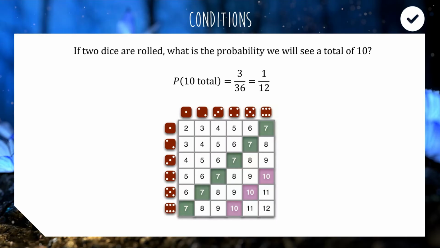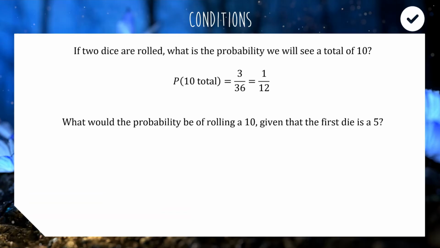What about if we were asking, what would the probability be of rolling a 10 given that the first die is a 5? All right, so think about this. You're rolling 2 dice. You've already rolled 1 and you've got a 5, and now you're asking yourself, what's the probability I'm going to get a 10? Well, if you've already rolled a 5, to get a 10, you need to get another 5. And on the second dice, getting a 5 is a 1 in 6 chance.